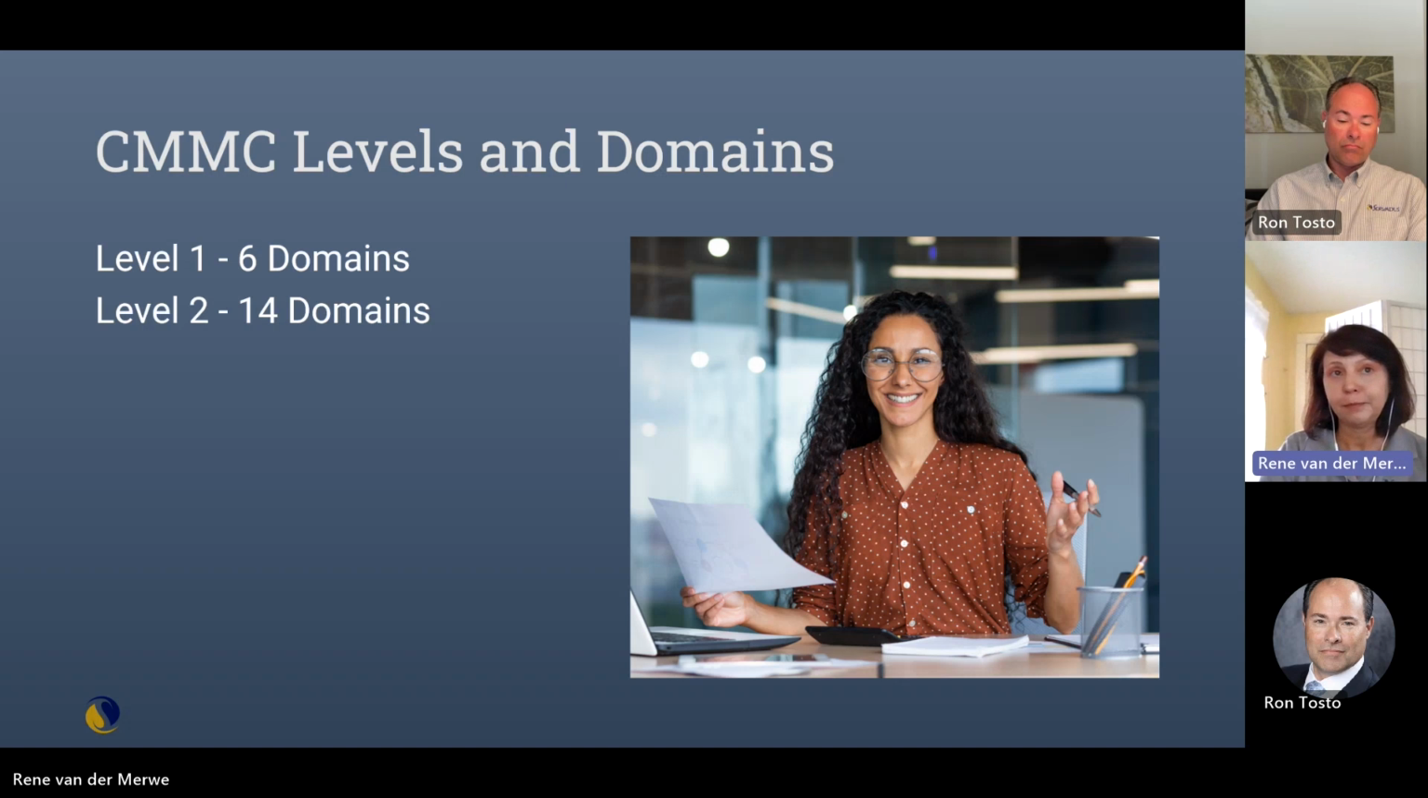The list is AC, access control; IA, identification and authentication; MP, media protection; PE, physical protection; SC, systems and communication protection; SI, system and information integrity; AT, awareness and training; AU, audit and accountability; CM, configuration management; IR, incident response; MA, maintenance; PS, personnel security; RA, risk assessment; and SA, security assessment.